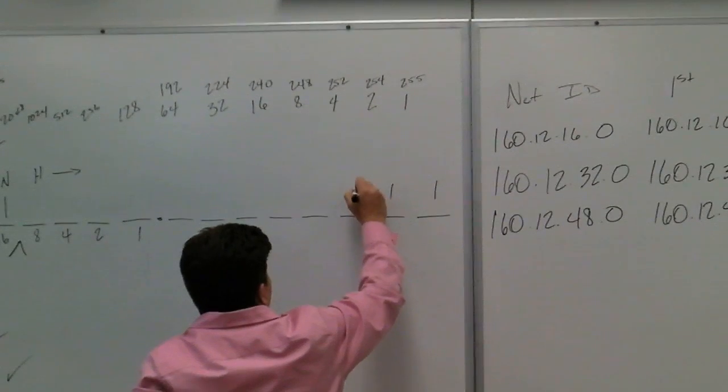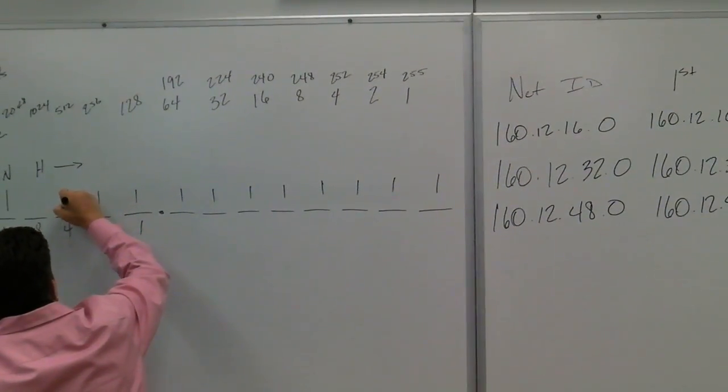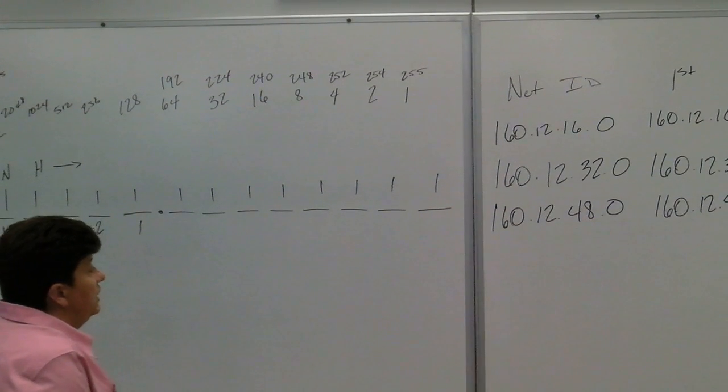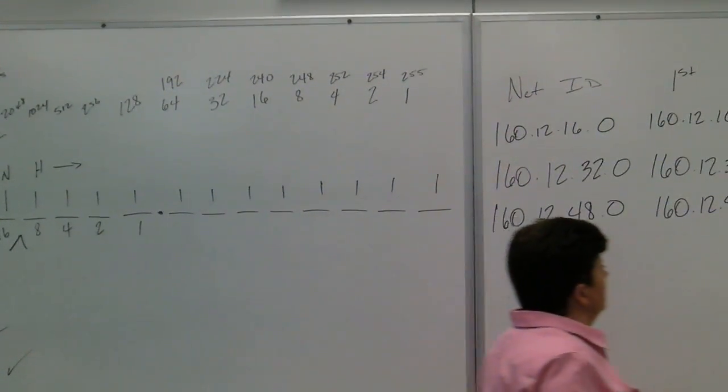Make all of it ones. Now you have to add 32 plus 16, 8, 4, 2, 1. What is that?